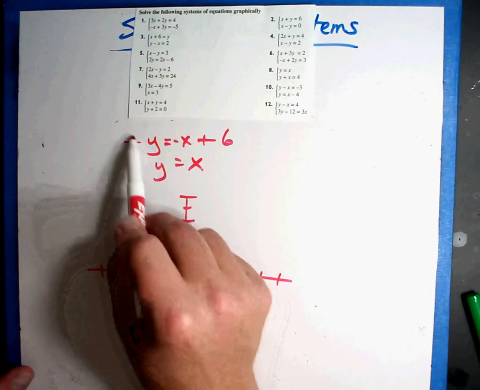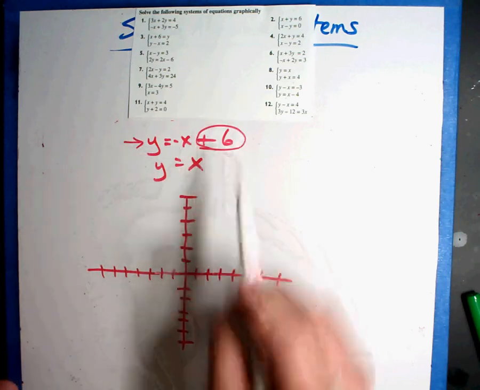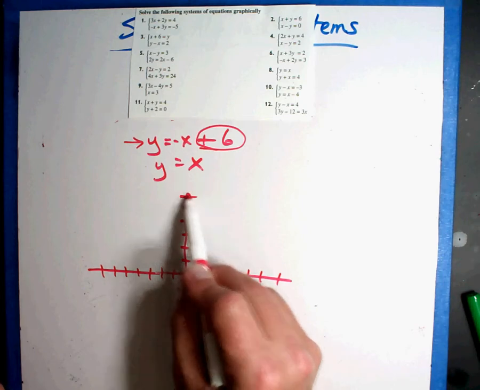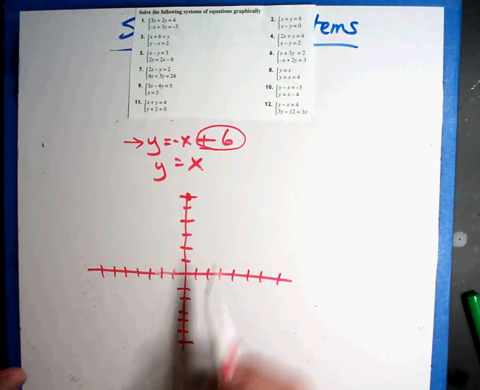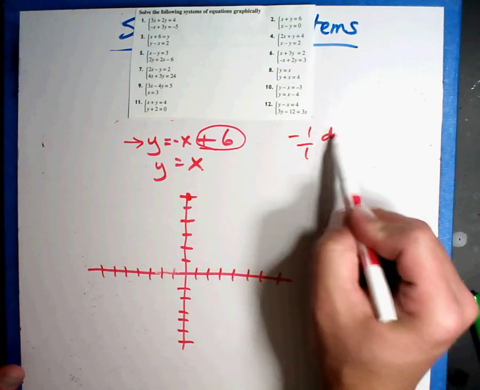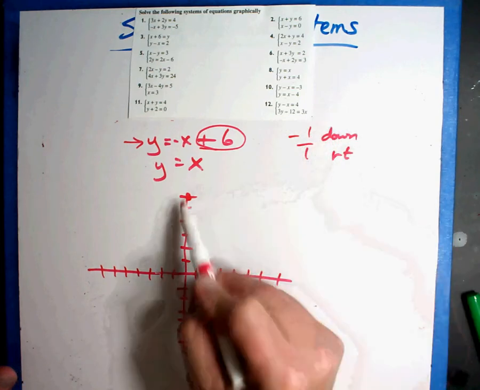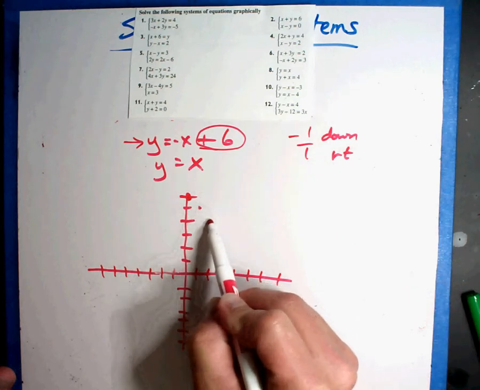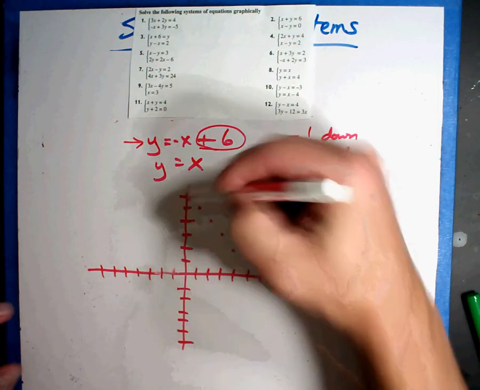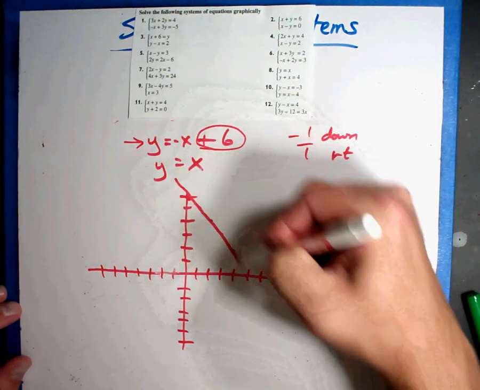In the first one right here, the 6, 0, 6, 1, 2, 3, 4, 5, 6 is where it's going to run into the y. And it has a -1 slope, so that is down 1, right 1. So down 1, right 1, and so on. Okay, so you can see the line pretty easily right there.